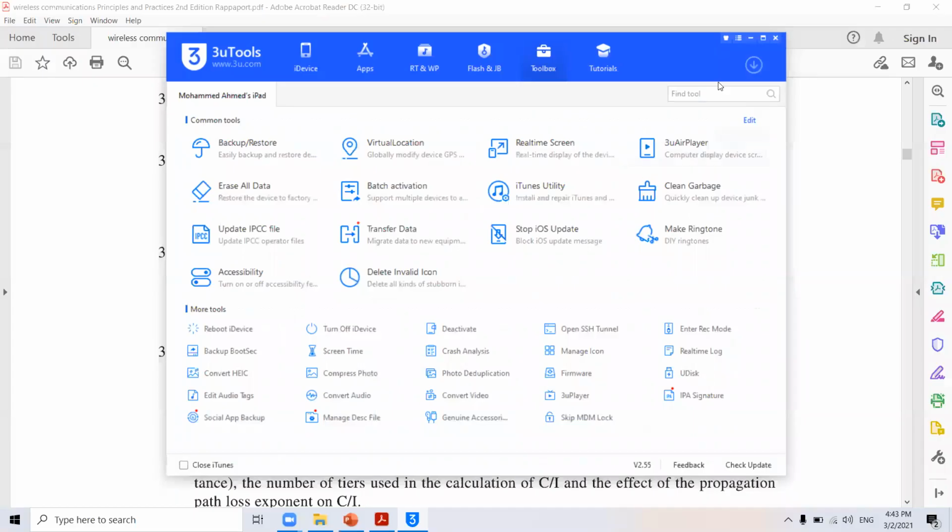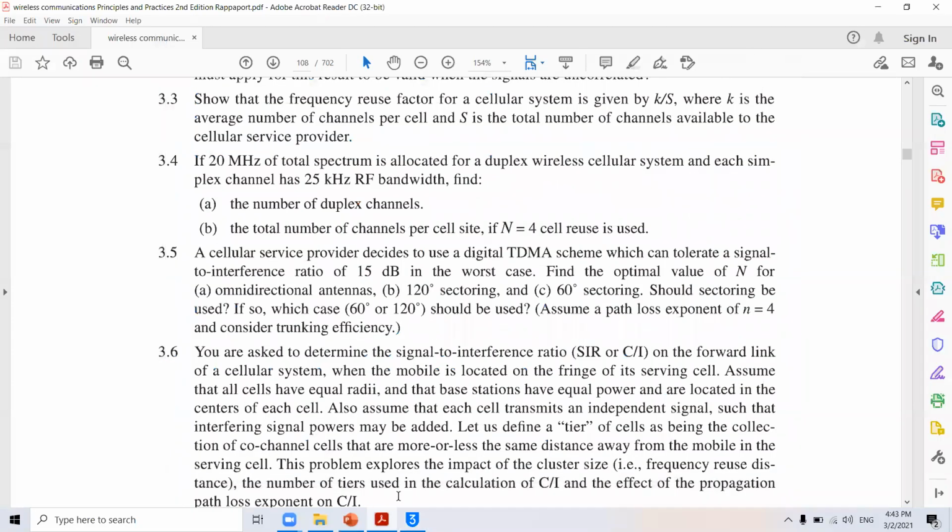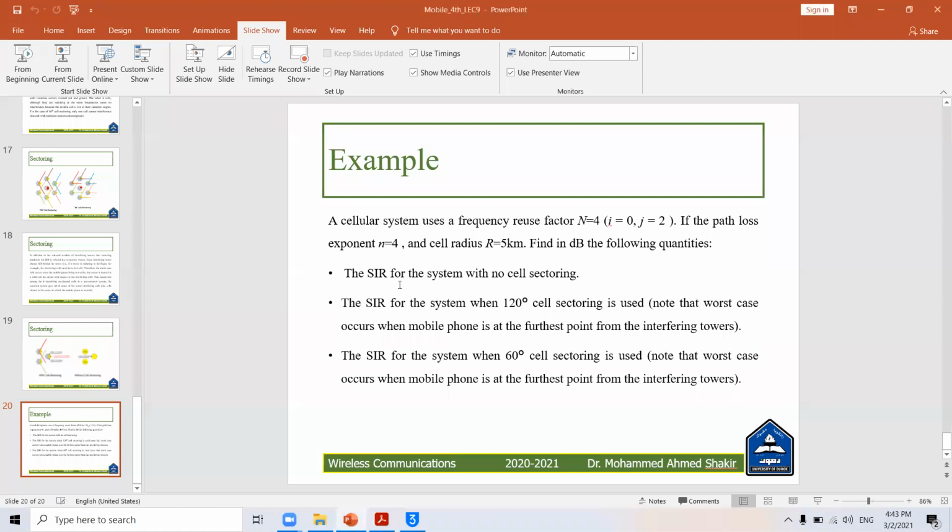Well, now let's go back to the example. In this example, it's a very simple example, really. A cellular system uses a frequency reuse factor of N equal to 4, i equal to 0, j equal to 2. Assume the path loss exponent n equal to 4 and cell radius R equal to 5 kilometers. Find in dB the following quantities.